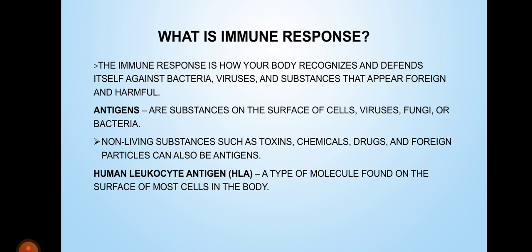The immune response is how your body recognizes and defends itself against bacteria, viruses, and substances that appear foreign and harmful. Our immune system protects our body from possibly harmful substances by recognizing and responding to antigens. Antigens are substances on the surface of cells, viruses, fungi, or bacteria. Non-living substances such as toxins, chemicals, drugs, and foreign particles can also be antigens. The immune system recognizes and destroys, or tries to destroy, those substances that contain antigens.